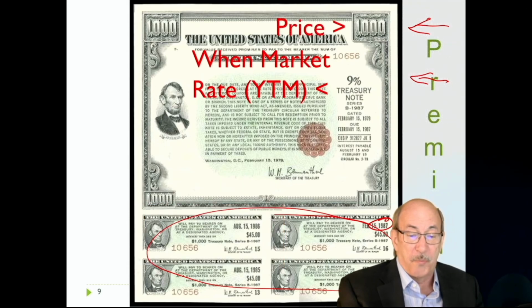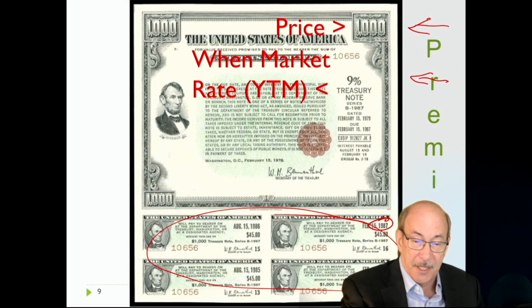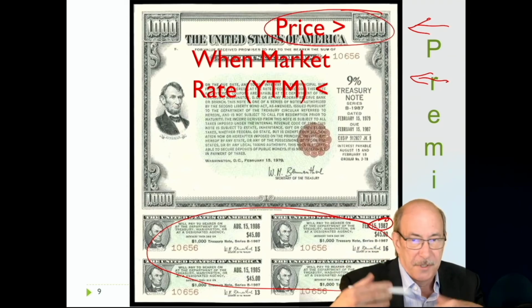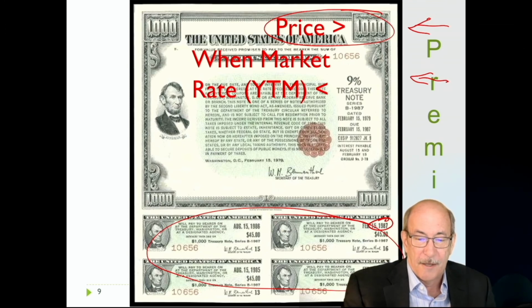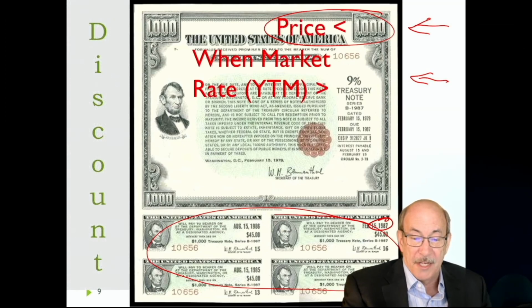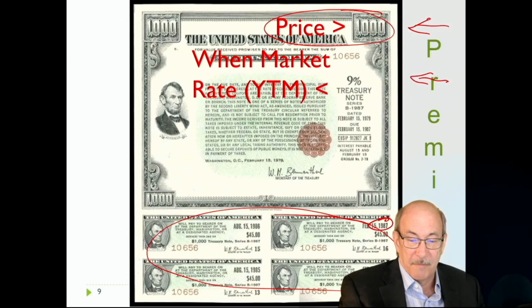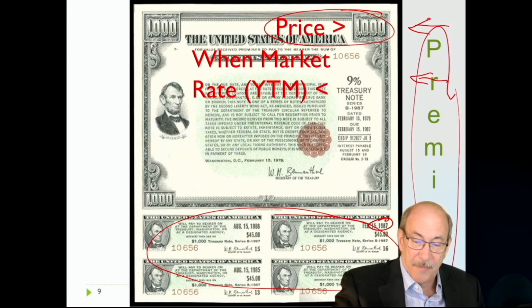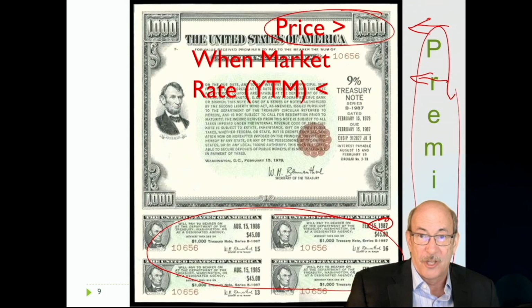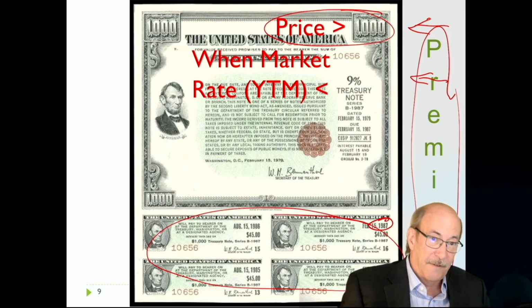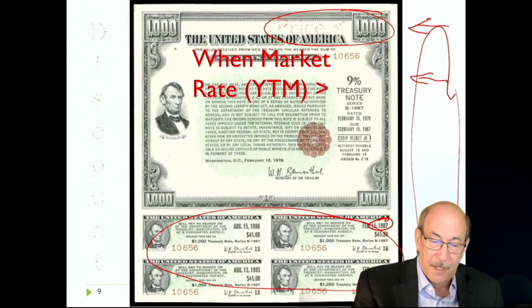Now, when the price is greater than the face value, so that's up here, that means that the market rate is less than the coupon rate, or vice versa, whichever way you want to go. When the market rate is greater than the coupon rate, then the price falls below the face value, and that's called a discount bond. By the way, I didn't mention this, but it's over here. When the market rate is less than the coupon rate, the price is greater than the face value, and that's called a premium bond, the discount bond.